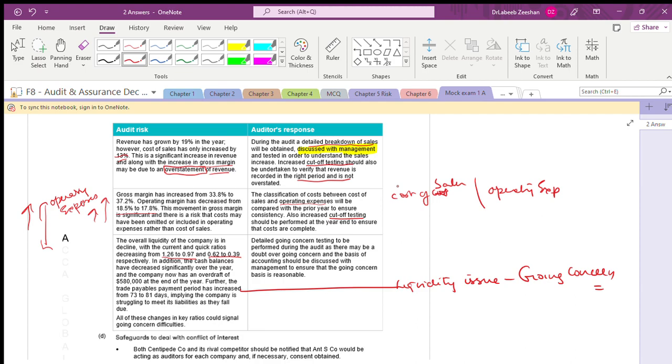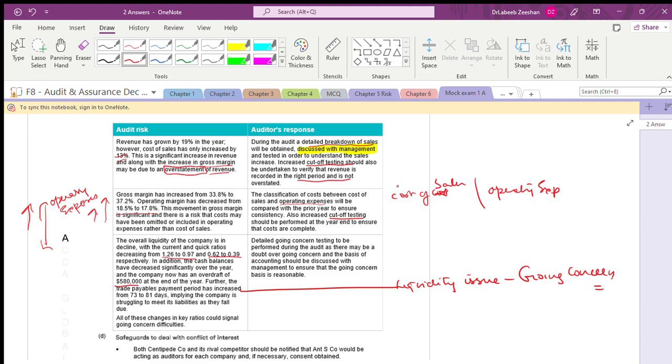The response is going concern. If liquidity is decreasing, there is no money to spend. If there is no money to spend, survival will be difficult. That's what it says. Straight away, they are talking about liquidity. They say that the company now has an overdraft of this much.